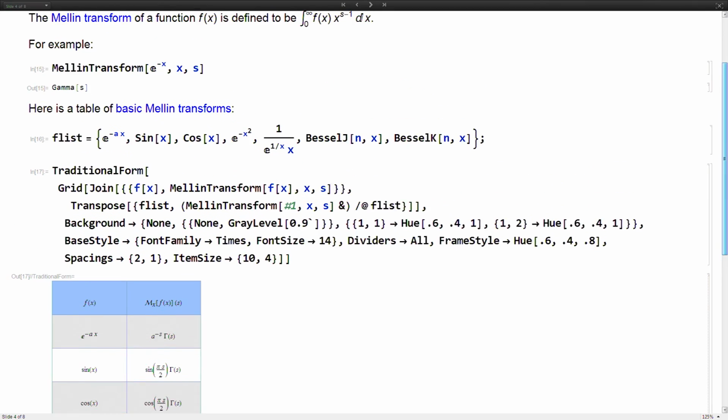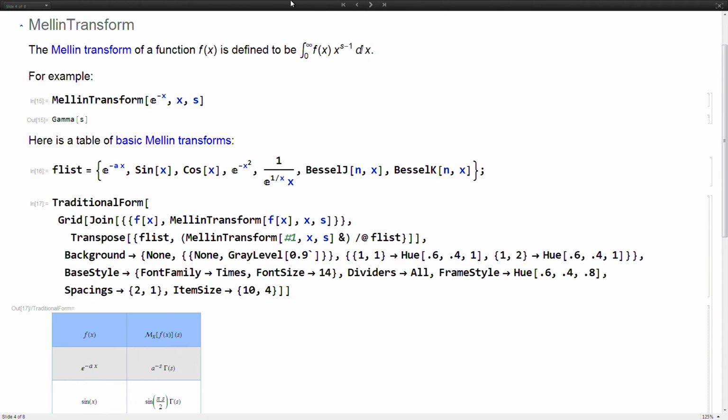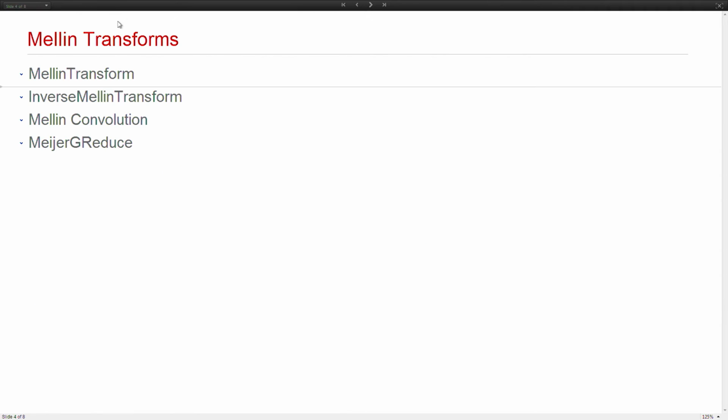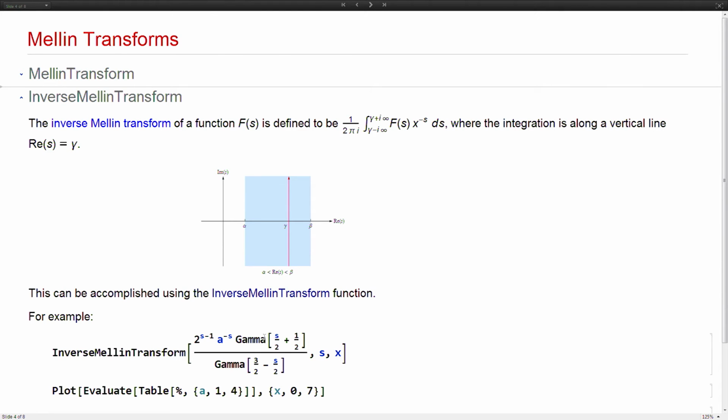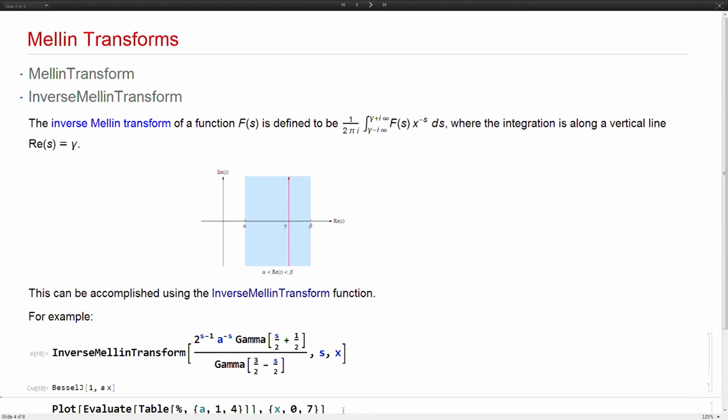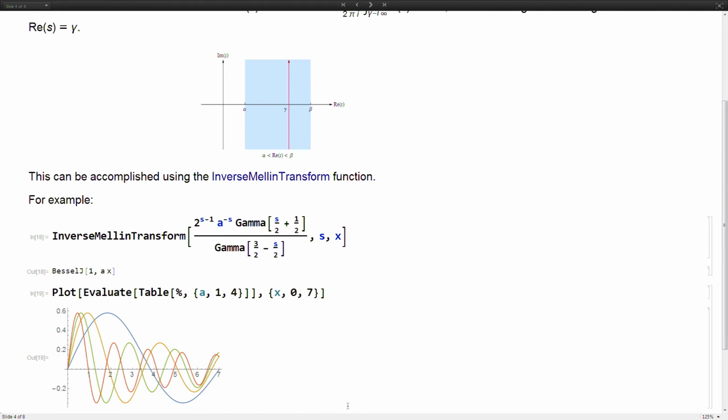Right. So that's the Mellin transform table. And then when you go to the inverse Mellin transform, it's basically a contour integral. So that's a contour integral over here, and that's an example of an inverse Mellin transform. And then you get back a plot of the Bessel function. So basically, the Mellin transform is very easy to work with, where it's got a gamma function in the output.